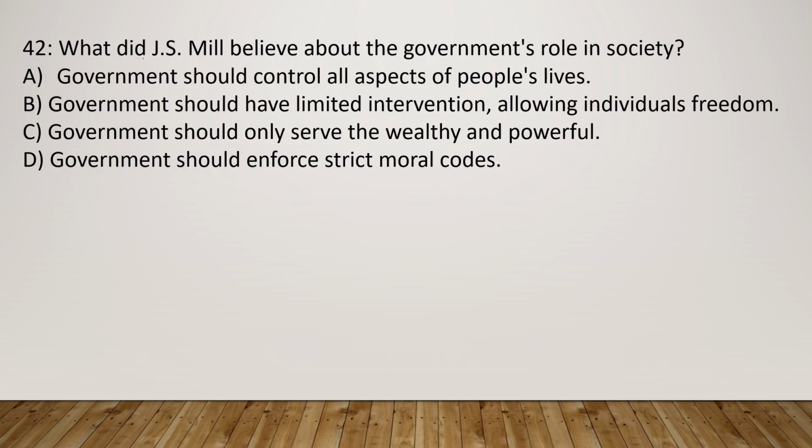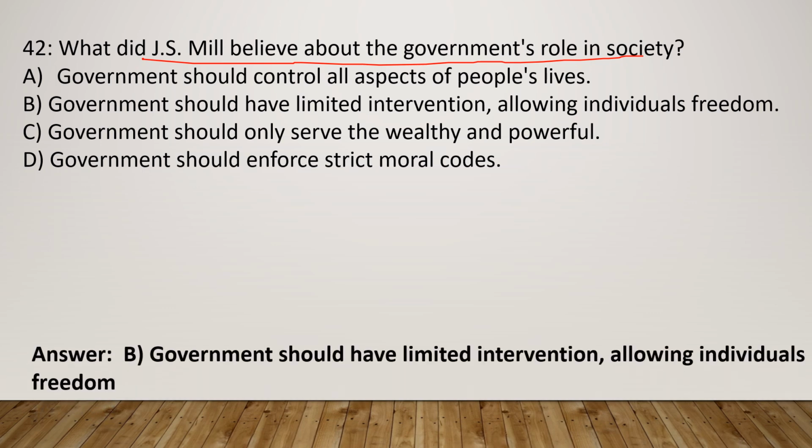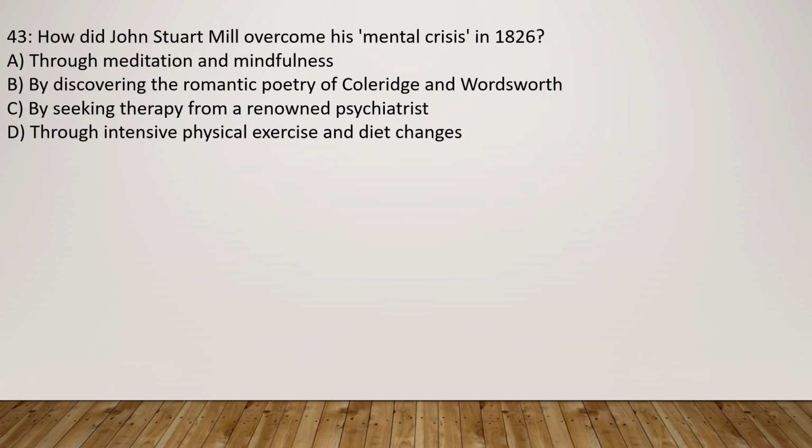What did J.S. Mill believe about the government's role in society? Government should have limited intervention, allowing individuals freedom. He always supports the individual freedom. That's why he says that the limited intervention of the government should be there. Option B is the correct option.